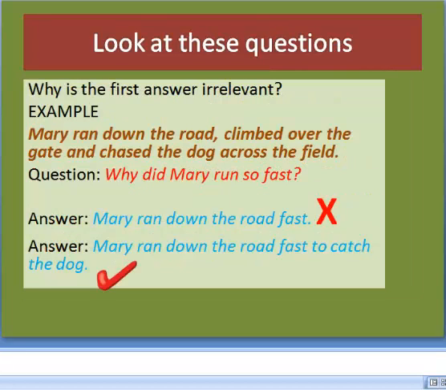Look at these questions. Why is the first answer irrelevant? Example. Mary ran down the road, climbed over the gate and chased the dog across the field. Question. Why did Mary run so fast? Answer. Mary ran down the road fast. Wrong. This is wrong because the key word is why, so you need to give the reason. The answer is Mary ran down the road fast to catch the dog.